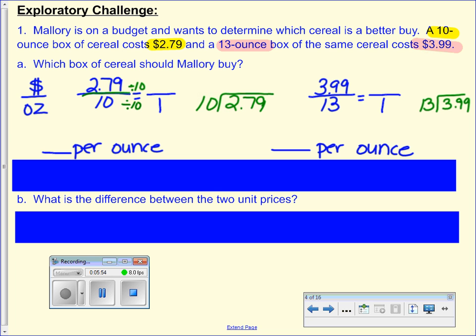Dividing by 10 is nice because we just have to move the decimal over, just like you were doing in science when you were converting your metrics. So how much is it per ounce for the 10-ounce box?